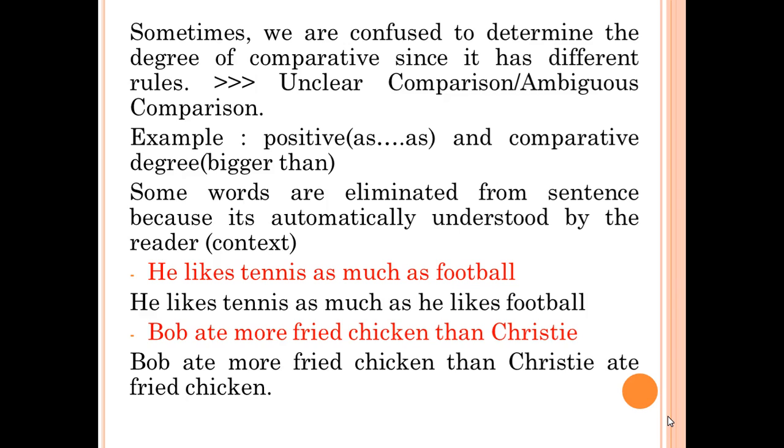This different rule is called unclear comparison or ambiguous comparison. For example, for positive degree there is as... as. For comparative degree there is bigger than. Some words are eliminated from some sentences because it's automatically understood by the reader.